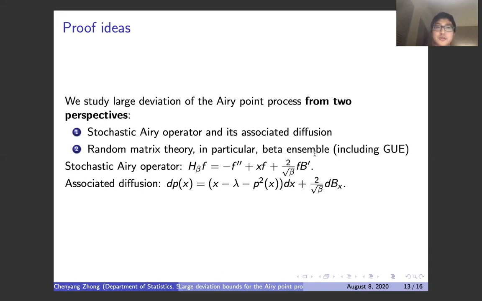So let me introduce you to the proof ideas. We are approaching the problem from two perspectives. The first one is the stochastic Airy operator and the associated diffusion given here. The nice property of the diffusion is that we can use Markovian properties. And the second one is from random matrix theory, in particular the beta ensemble, which also includes GOE. The nice thing about this part is that we have explicit formulas, which help us to get the correct rate function in the lower bound.